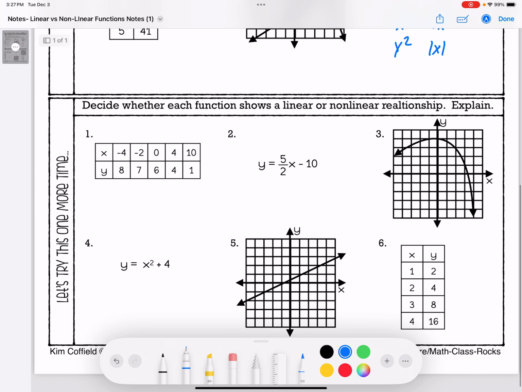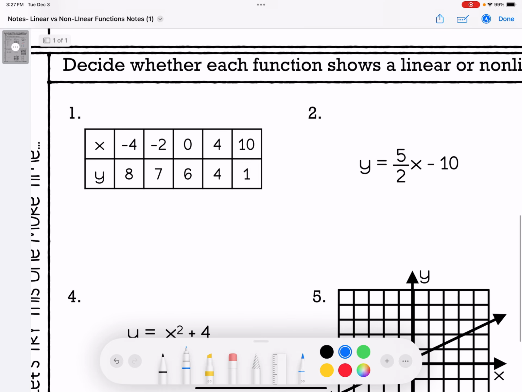Okay, so let's look at number 1 on these bottom problems. So number 1, to get from -4 to -2, we would add 2. To get from -2 to 0, we would add 2. To get from 0 to 4, we would add 4. As soon as I get to that different value, it's nonlinear. I don't have to go any further.